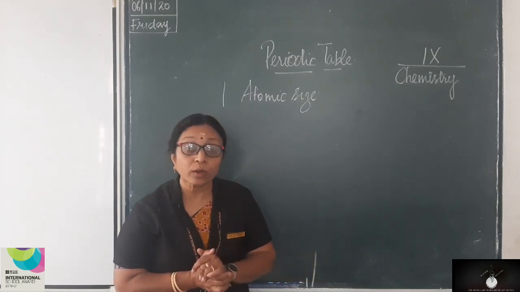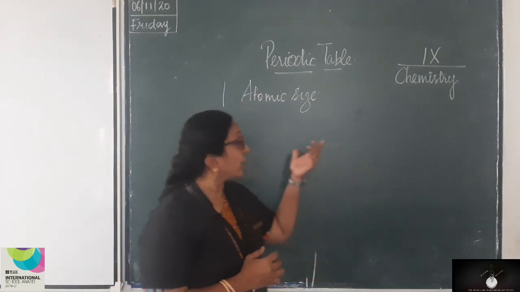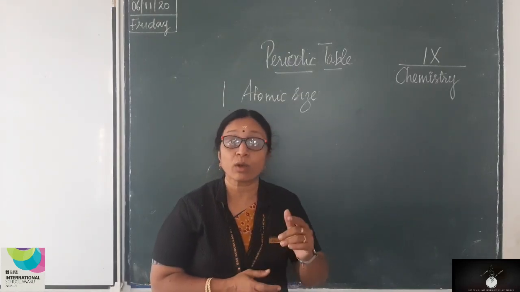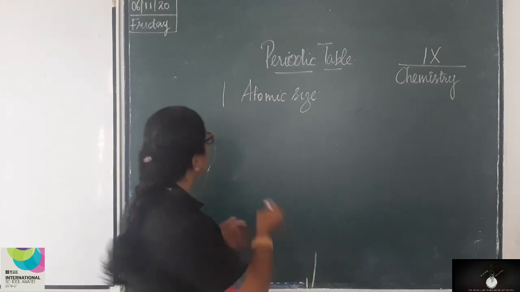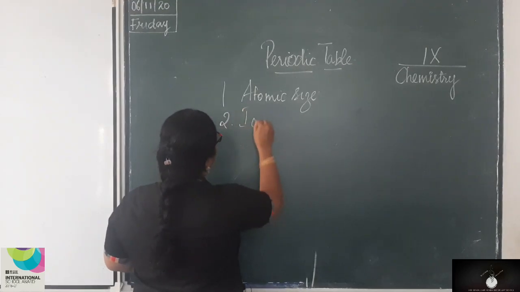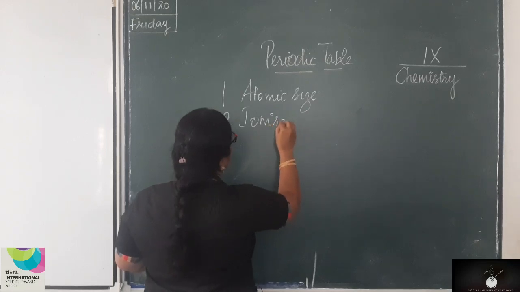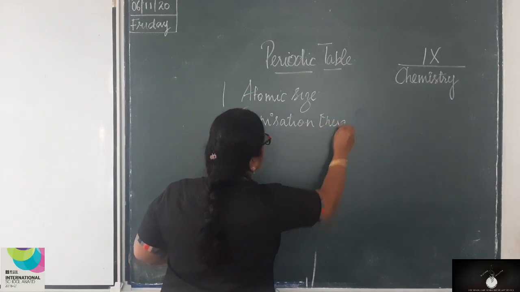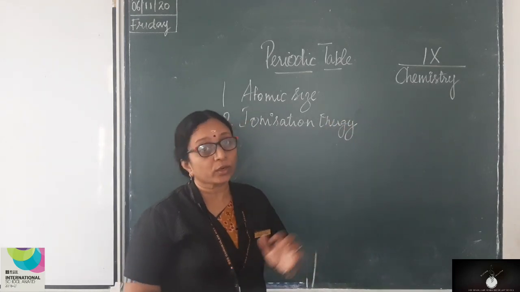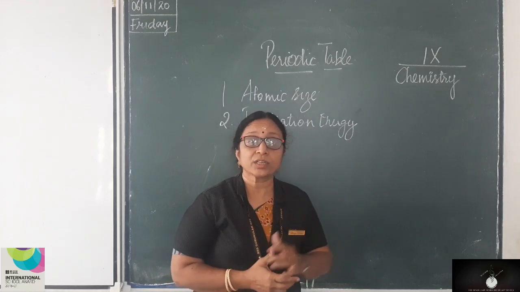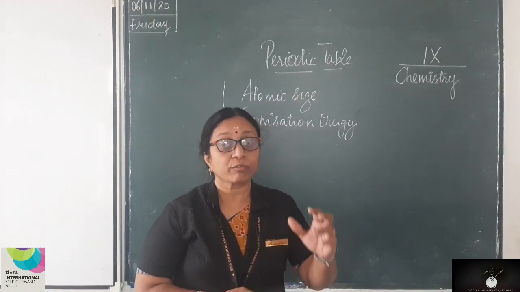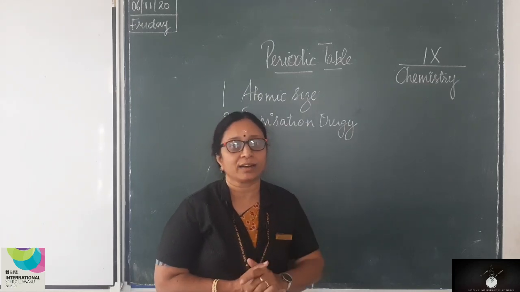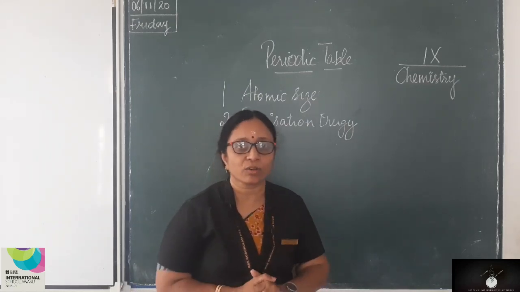Okay, now this trend is clear for you, right? What about the second trend we discussed? It was ionization energy. For that you should know what is ionization energy. Ionization energy is the energy required for an atom to give away the electrons in the last shell, to give away the valence electrons, right?